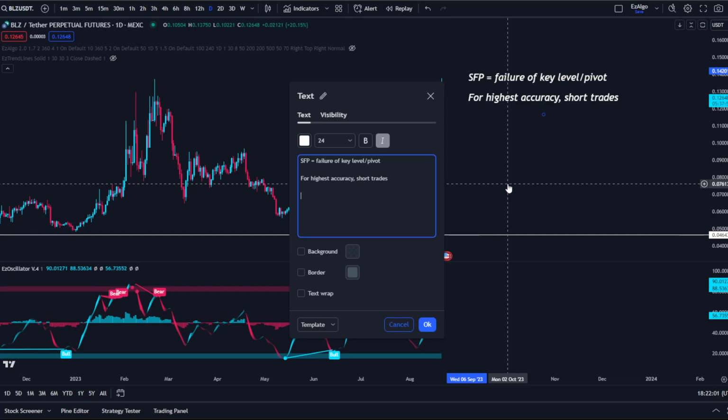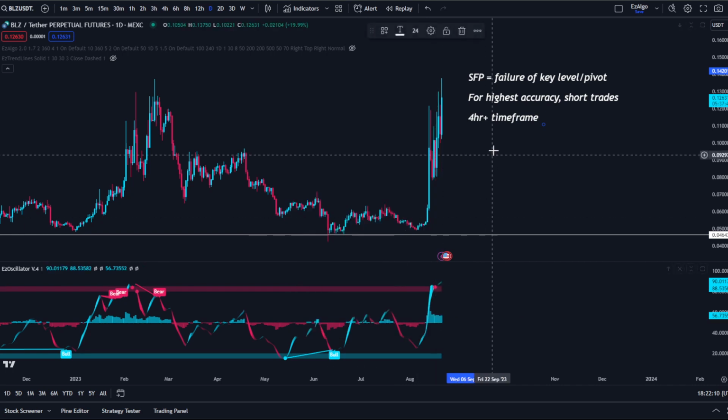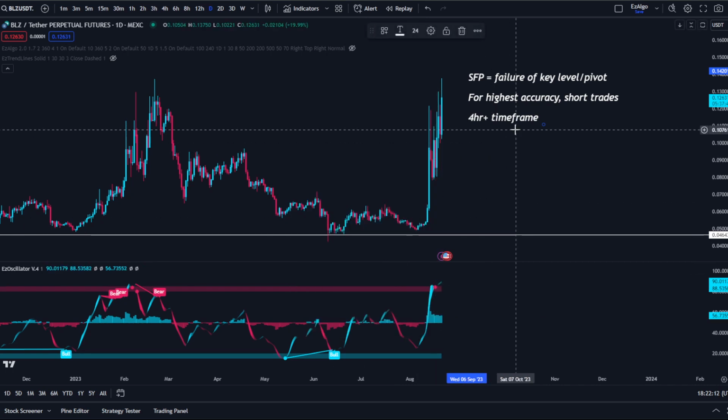Now, speaking of time frames, let's talk about the best time frames to use this on. The best time frames to use this on are the 4-hour plus time frame. Now, the higher, the better. Keep in mind, we're not entering on this time frame. We're going on this time frame to identify the key levels and pivots. Then we go to a lower time frame for entry. So keep that in mind. But to start, you always want to go to a 4-hour. Honestly, I'd recommend even a daily time frame to find these key levels and pivots. All right. Hope that makes sense.